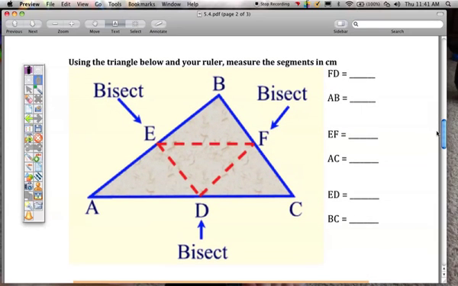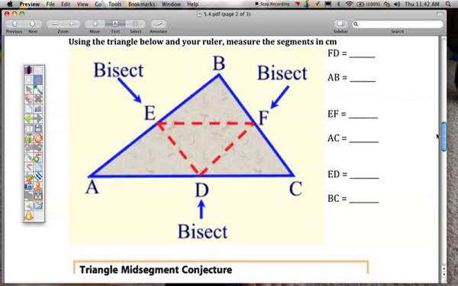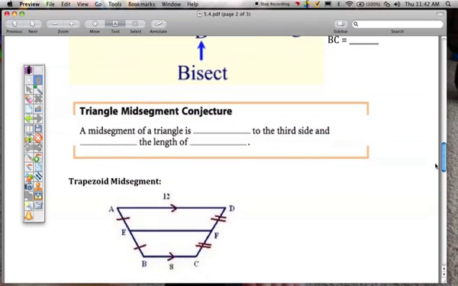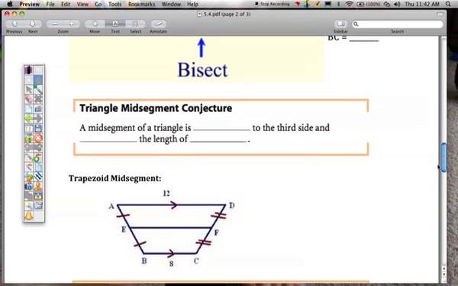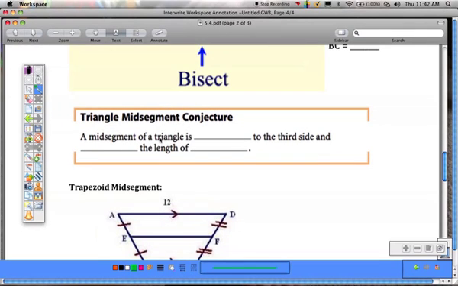So we'll be using that property. Another investigation is we're going to use this triangle and measure the segments in cm. This is an example of connecting all the midpoints of each segment. And that will lead us to our next conjecture. The midsegment of a triangle is blank to the third side and blank the length of blank. Let me break it down because that picture has a lot of midsegments.